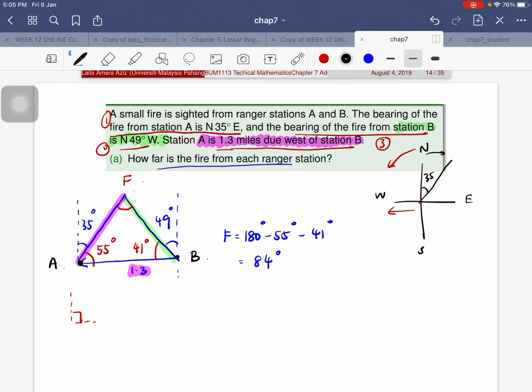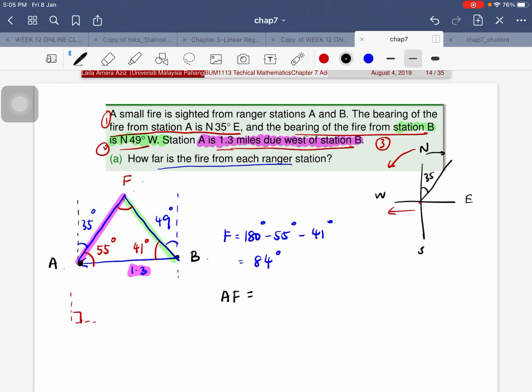Okay, so basically as I mentioned to you just now, you can either use sine law or cosine law, that is up to you. But in my defense, I would prefer to use sine law. If I have enough information, I prefer to use sine law because it's going to be easier. Okay, so now I'm going to find AF first.